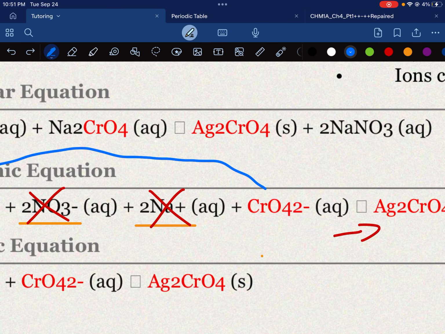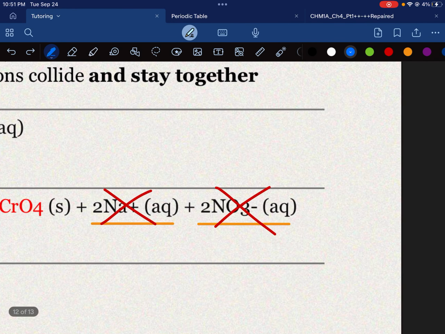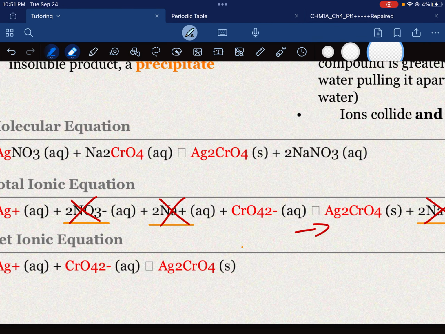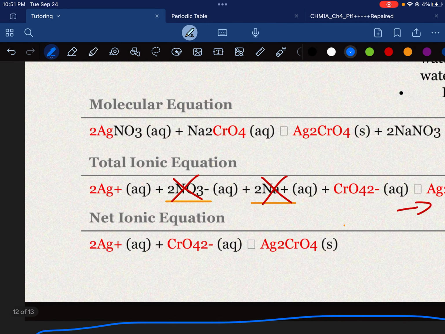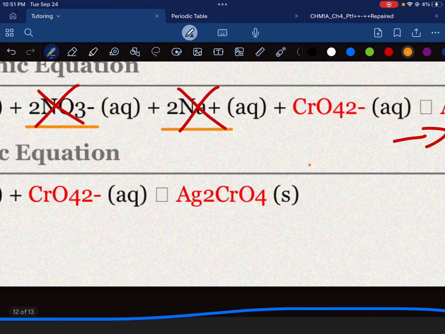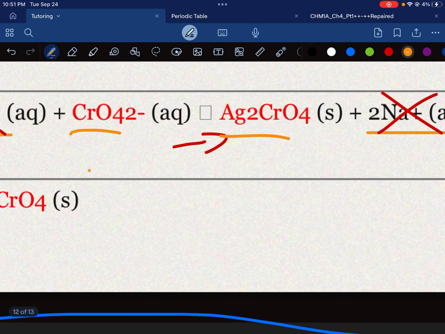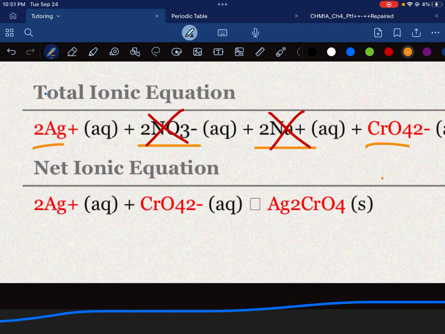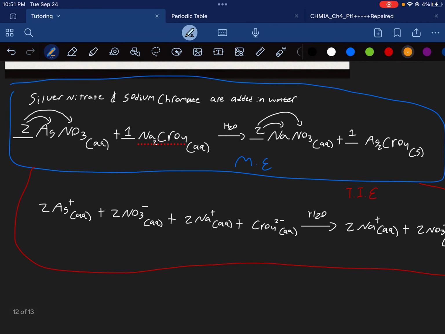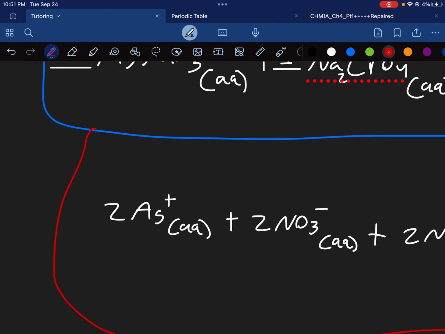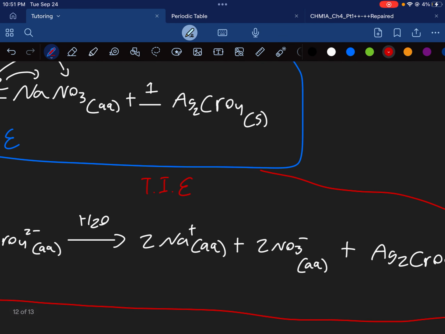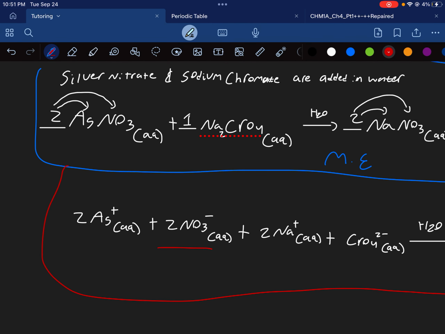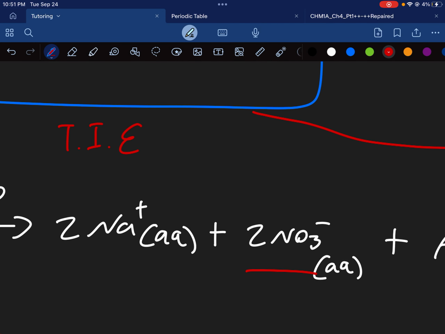And so the survivors, silver, chromate, and silver chromate, are going to show up as themselves, because that's all that's left in the net ionic equation. So let's do it ourselves. 2 silver, let's check. Does it exist on the product side? It doesn't. 2 nitrate, it exists on the reactants. Does it exist on the products? Yes, so we're going to cancel that out. How about 2 sodium, positive charge? It exists on the reactant side. Is it going to exist on the product side? Let's check. It does. It's there.